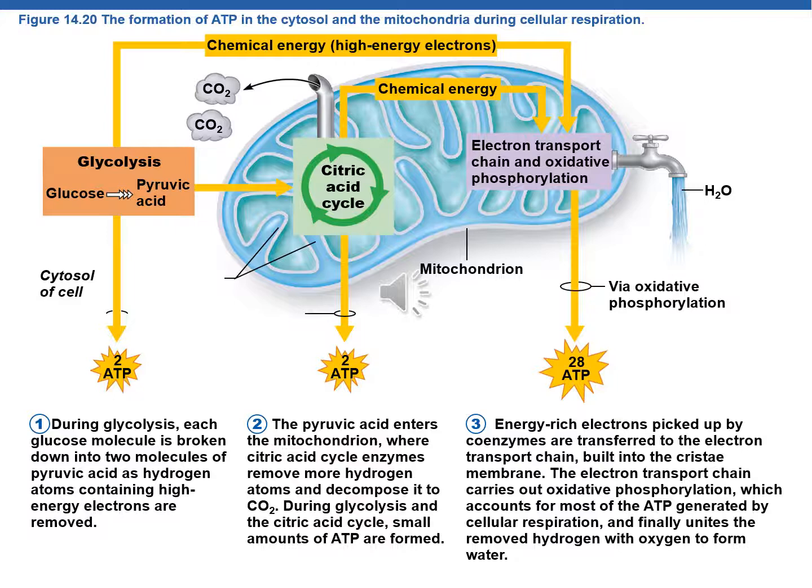So we see that most ATP are produced inside the mitochondria. A small amount were produced at the beginning in the cytosol. Also, there's a great description of these listed below in steps 1, 2, and 3. I'm not going to read them out, but they're really, really great.